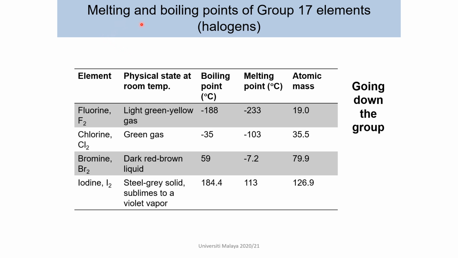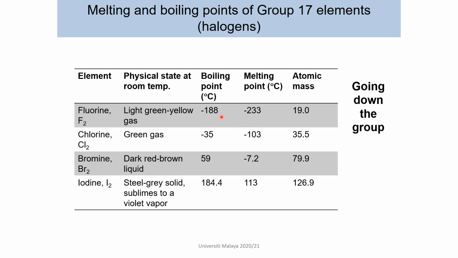Let's discuss the melting and boiling points of group 17 elements, the halogens. This table shows the elements and their physical state at room temperature, with their boiling point and melting point in degrees Celsius, and also their atomic mass. Fluorine exists as a light green-yellow gas at room temperature, whereas chlorine exists as a green gas. But bromine is a dark red-brown liquid, whereas iodine is a steel gray solid that sublimes to a violet vapor when it vaporizes.